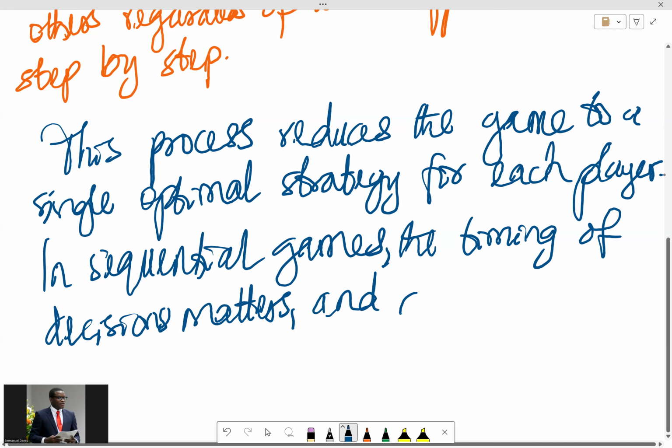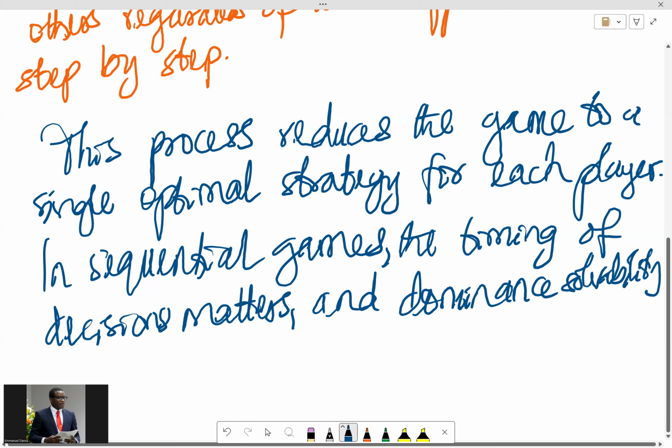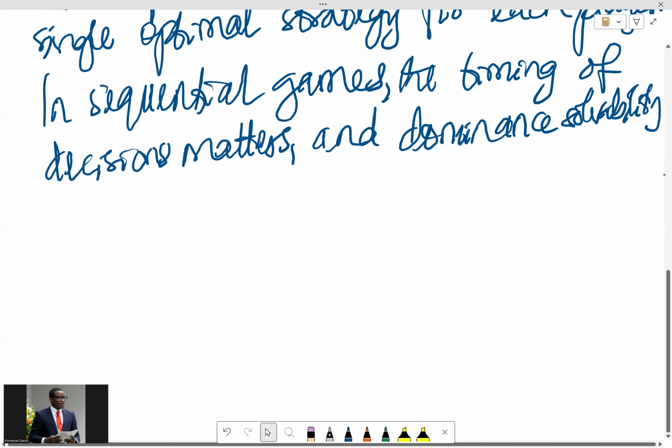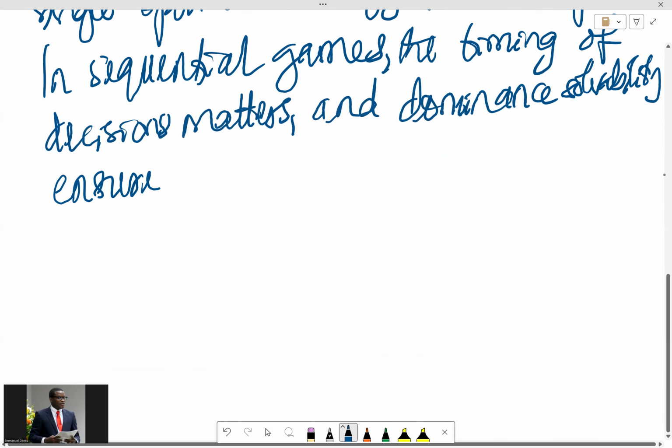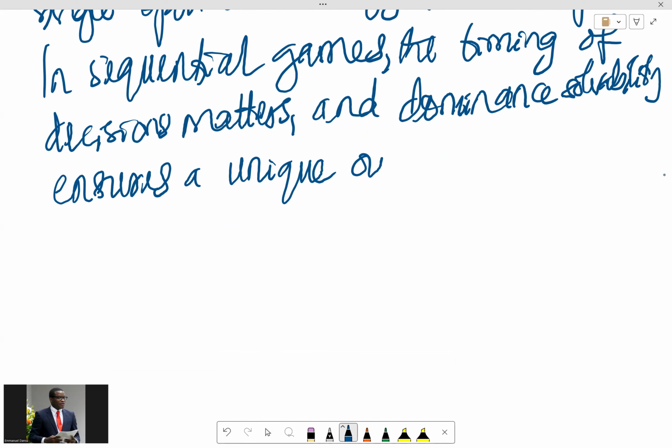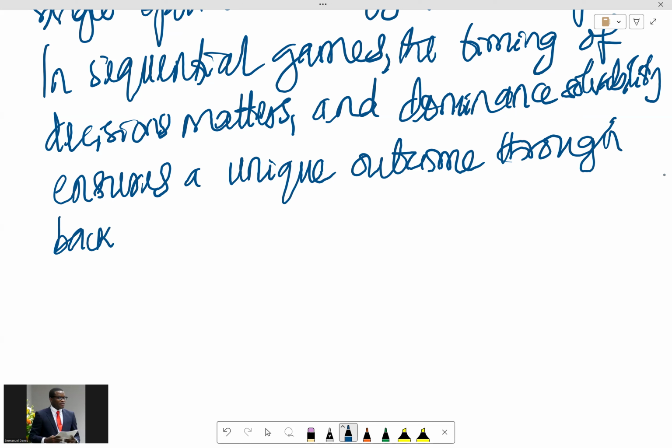And dominance solvability ensures a unique outcome through backward induction.